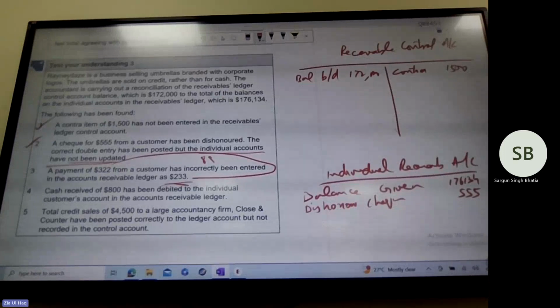Is it an individual or control account? Sir, it's individual, because it's from a customer. So we need to record here receivable credit, cash debit. This means receivable will become negative. Wrong payment.